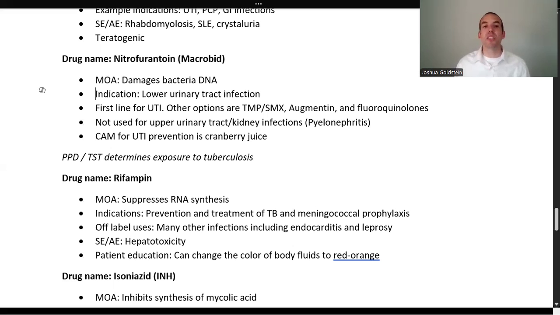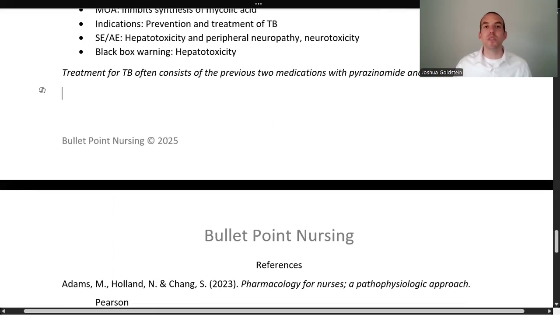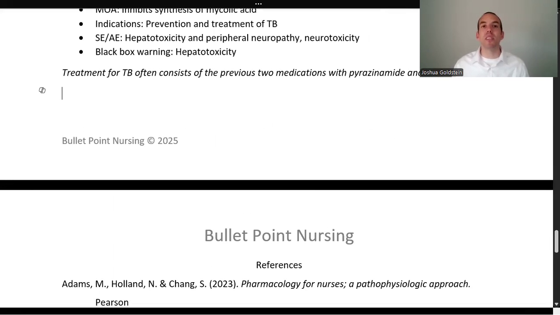Next, we have INH. This is also the partner one for rifampin and used for TB. It is again used for the prevention and treatment of TB, and it again has the same hepatotoxicity. Plus, it can also cause peripheral neuropathy and neurotoxicity, but it has that black box warning for hepatotoxicity.